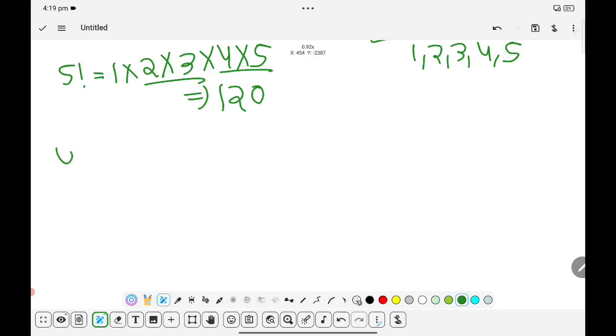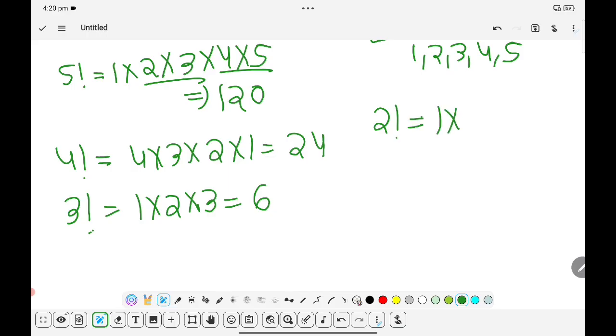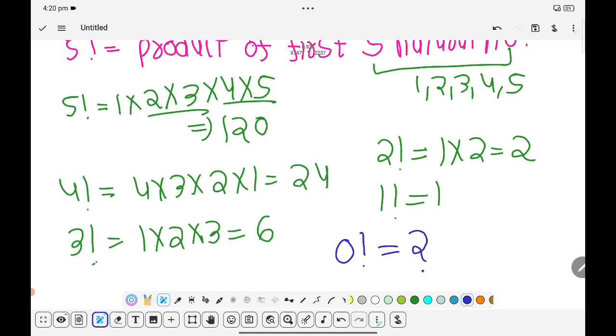Now 4 factorial. 4 factorial is equal to 4 into 3 into 2 into 1, equals 24. 3 factorial is 1 into 2 into 3, equals 6. 2 factorial equals 2. 1 into 2 means 2. 1 factorial means 1. Now the question arises, what does 0 factorial mean? Is it 1, 0, undefined or infinity? So I hope you understood what the factorial means.